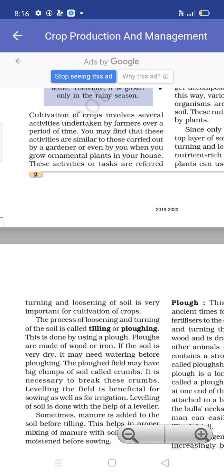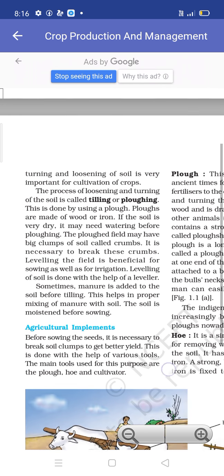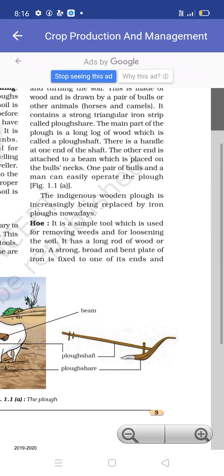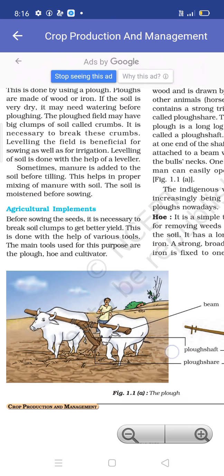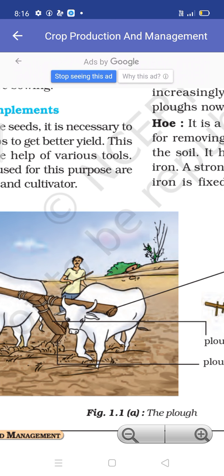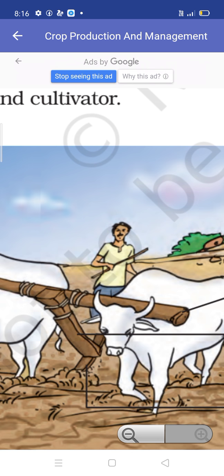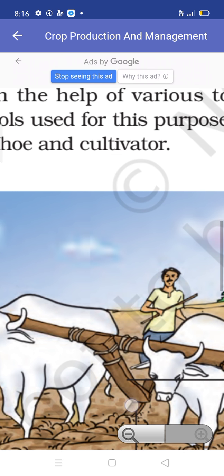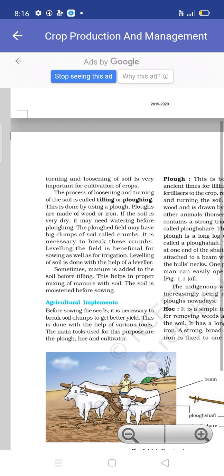This is done using a plough. Let us look at the image: this is a plough, with a beam and a plough shaft. You can see in the image that the farmer is ploughing the field so that the soil becomes fertile. Ploughing is very important, and the plough is made of wood or iron.